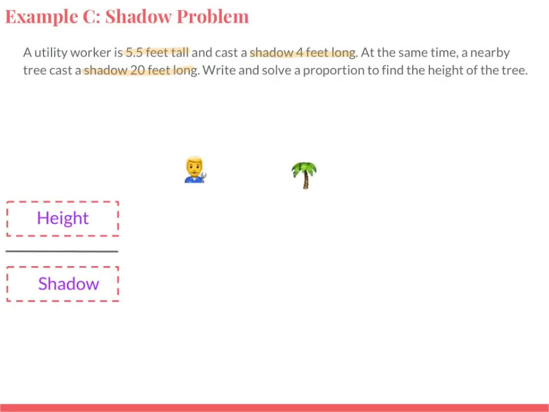So now we're going to draw some lines for our proportion. So we've got a line here for the man, an equal sign, and a line here for our tree. So now we got to figure out the height of our man. It says in the problem is 5.5, so we're going to put that on the top. Then we need to figure out the height of the tree. The problem doesn't tell us the height of the tree, so that's going to be our x.